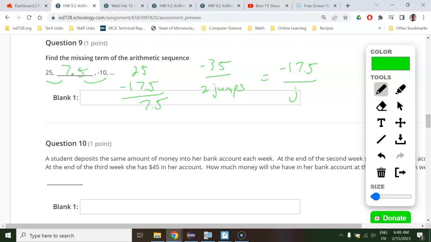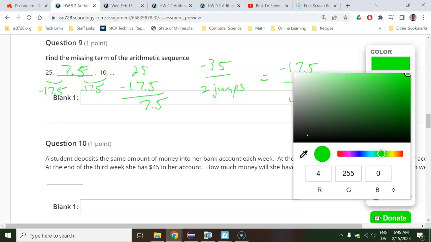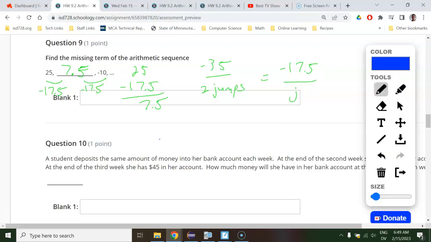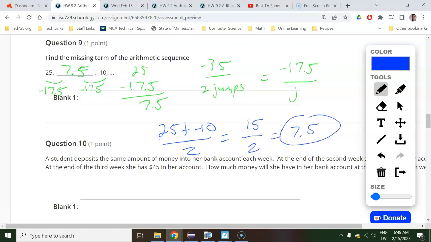And then just as a sanity check, take 7.5 minus 17.5 again, and boom, we get negative 10. So we can tell that that's right. The other approach, again, would be just to add them together and divide by 2. So we could also take 25 plus negative 10 divided by 2. And that's called the arithmetic mean. So we'd have 15 divided by 2, and that gets us the 7.5 directly. We're not even doing the jump stuff there. We're just, boom, 7.5 is the middle term.